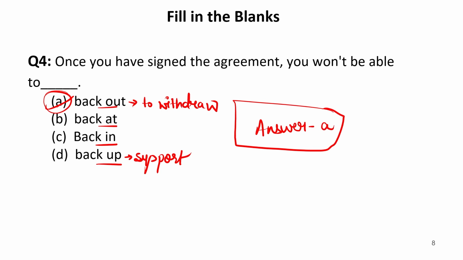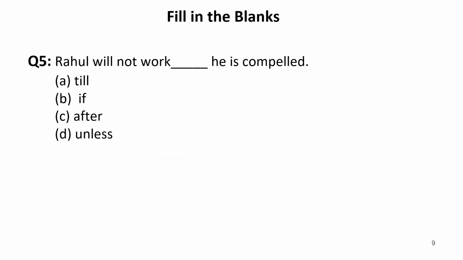Now let us move to the next sentence. Rahul will not work dash he is compelled. Compelled means forced. Now look at both the parts of the sentence, or you can say clauses of the sentence. Rahul will not work is one clause.